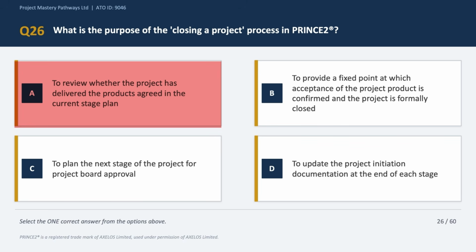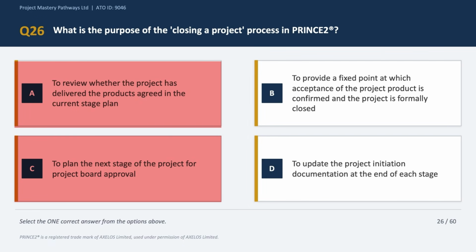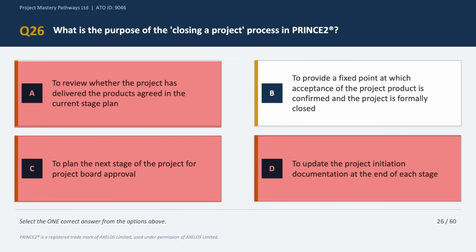Option C says to plan the next stage for project board approval. Well, that doesn't make sense at all, right? For closing a project process, because that sounds like managing a stage boundary. So we can eliminate option C. Option D says update the project initiation documentation or the PID. Now the PID is the baseline document. Updating it is not the purpose of closing a project process. So option D is incorrect.